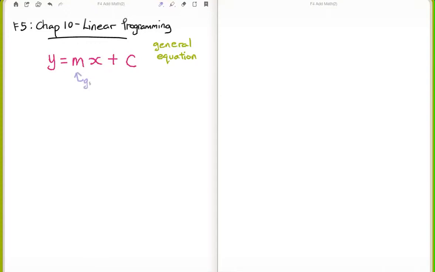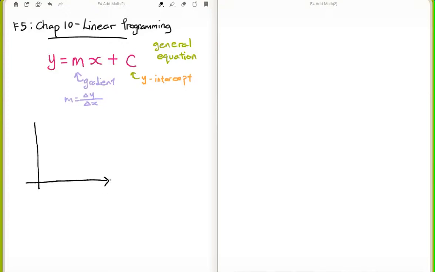M is the gradient, where the gradient is the change of y to the change of x. And c is my y-intercept. So how do you do that? Let's put it into a graph. Normally, you will be asked to sketch a graph. They don't normally ask you to plot a graph.